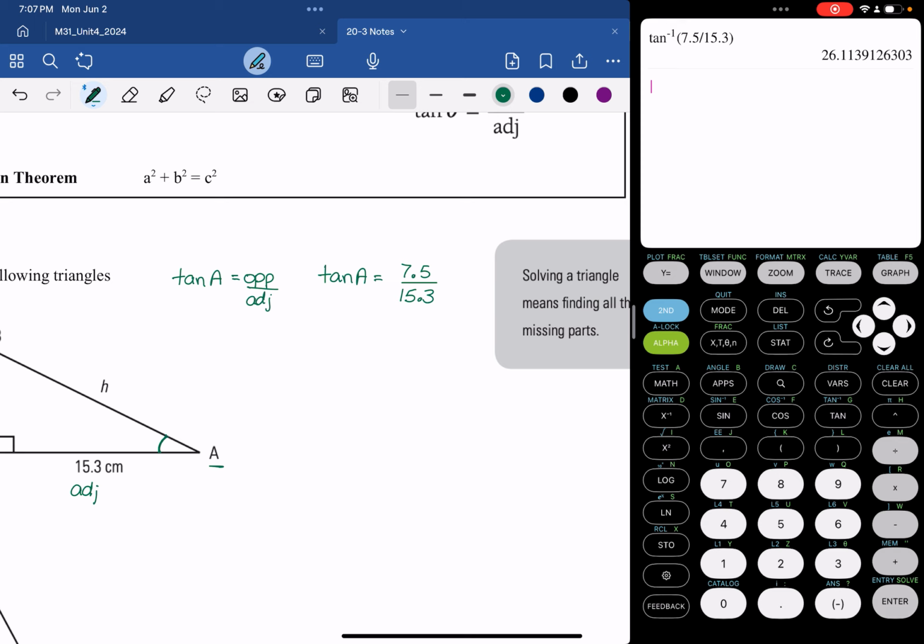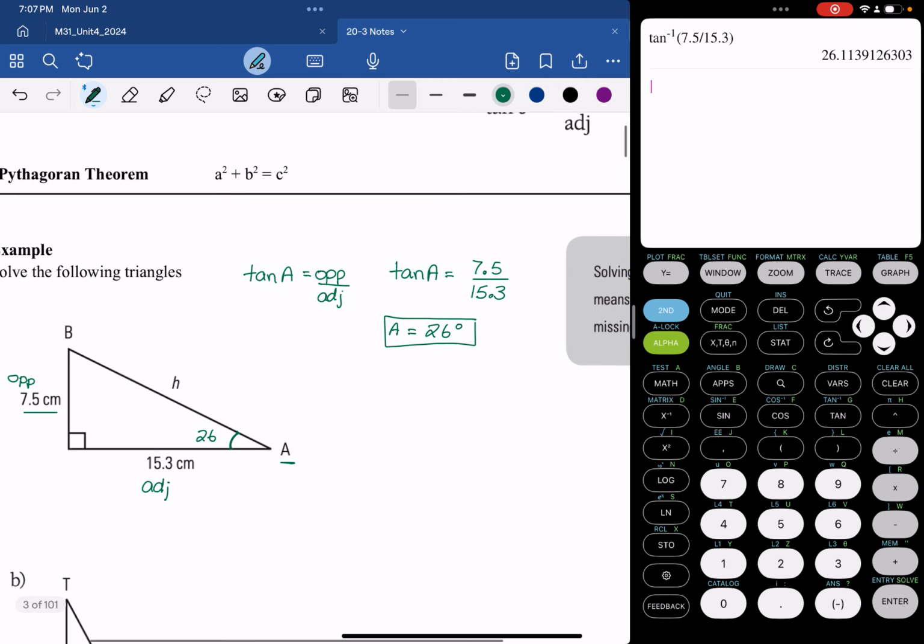So then that means that this angle A here is, we're going to say 26 degrees. We're going to round it to the nearest whole. So that's a piece of the triangle I need to know. So this is 26. I also want this angle B here, and I can go and do tan of angle B as well.